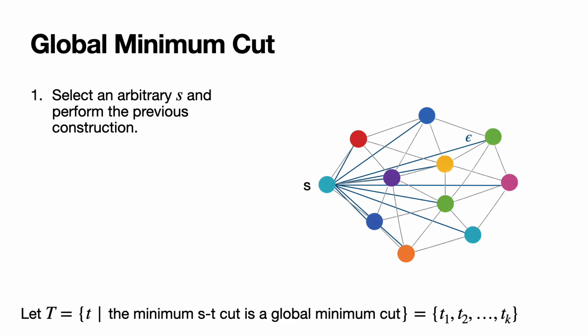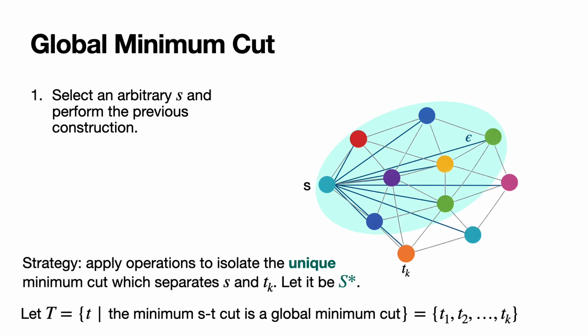So let these vertices be T1 to Tk in order. Note that for any T in the graph, the minimum ST cut is now unique, right? So in particular, the minimum, let's say STk cut is now unique. Thus, our strategy is going to be to apply operations such that the only remaining minimum cut is the cut which separates S and Tk. So let this cut be S star, okay? Let me tell you how we're going to isolate it.